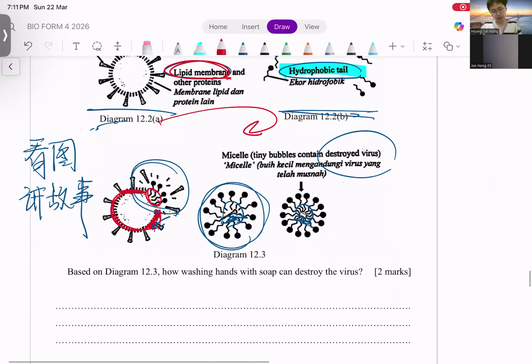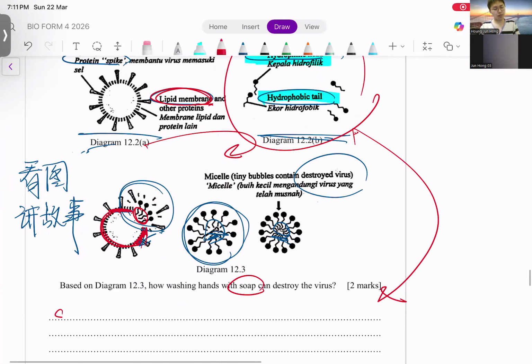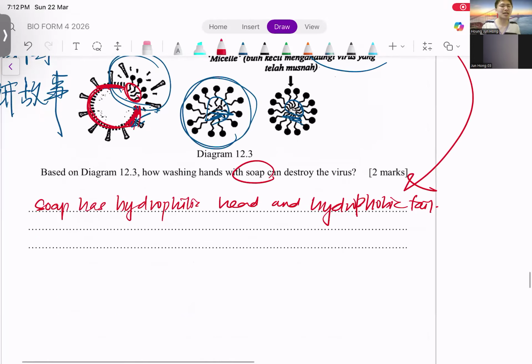What happened to the soap? As you can see from here, the soap has a hydrophilic head and a hydrophobic tail. In fact, you will learn this in chemistry. It's chemistry from Form 5, where you learn the topic about soap also. That's actually how it works.